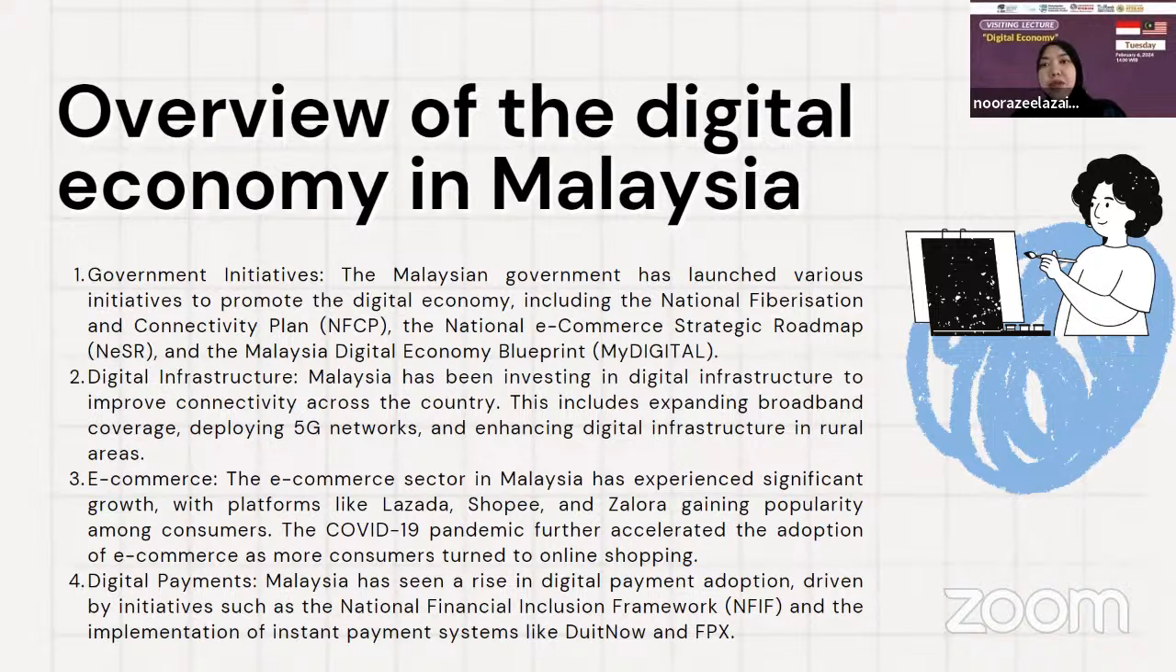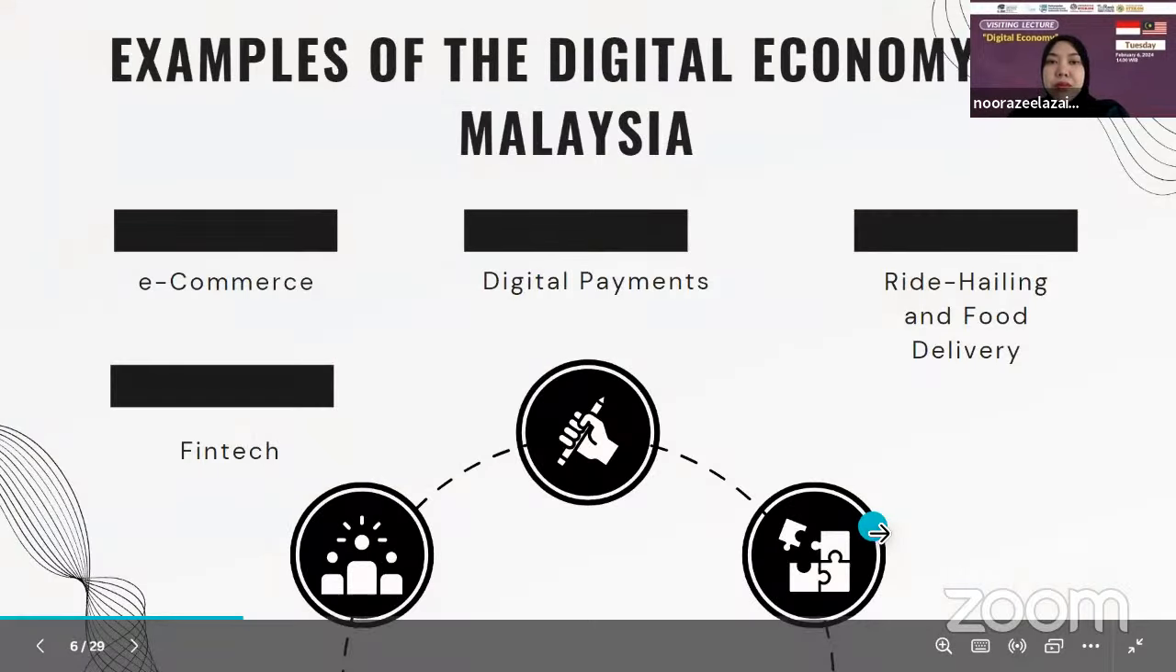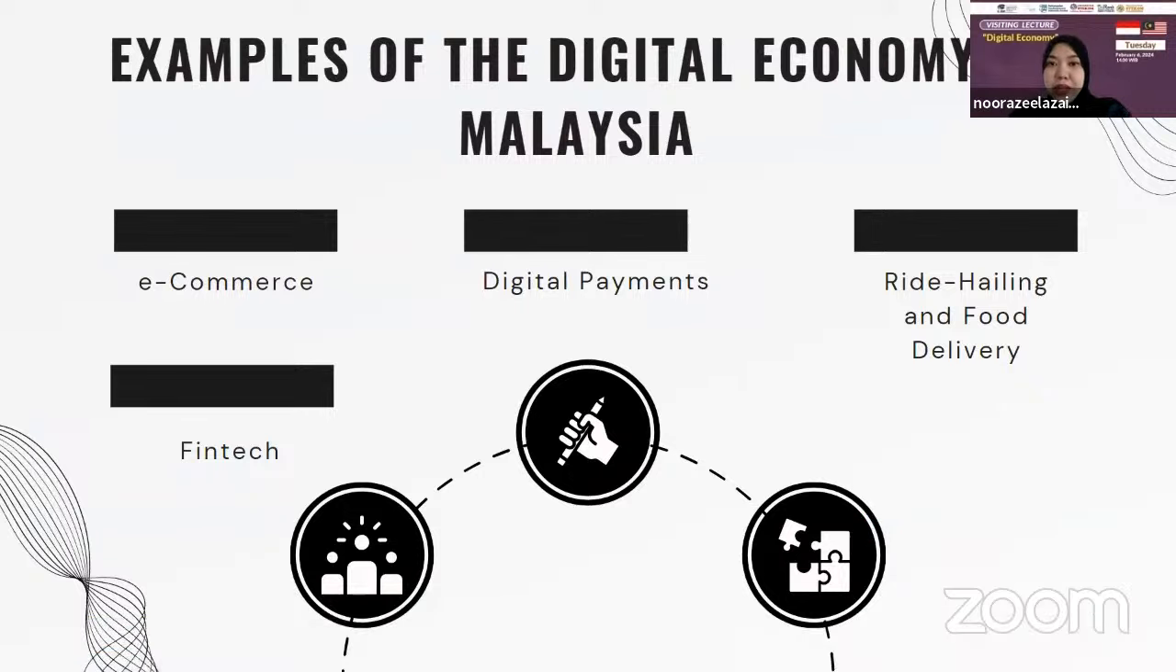So if we want to go to the supermarket or anywhere, we can use digital payment to make the payment. So this is an example of the digital economy in Malaysia. We have e-commerce, digital payment, ride-hailing and food delivery, and fintechs.